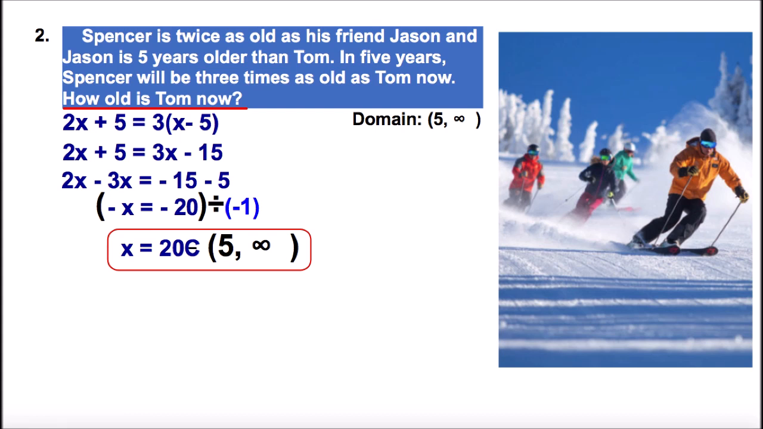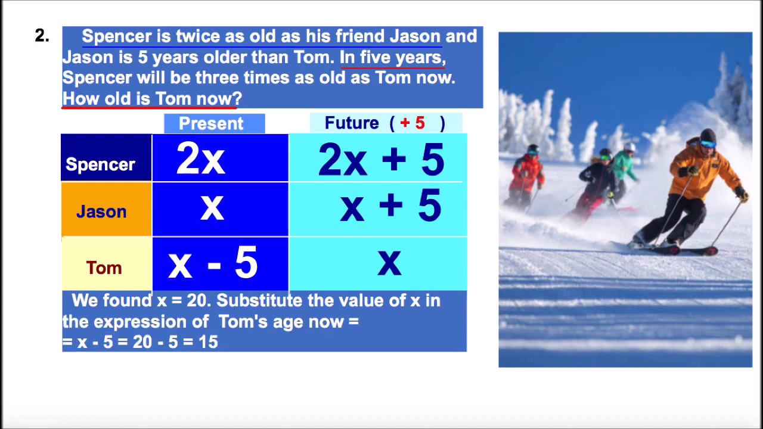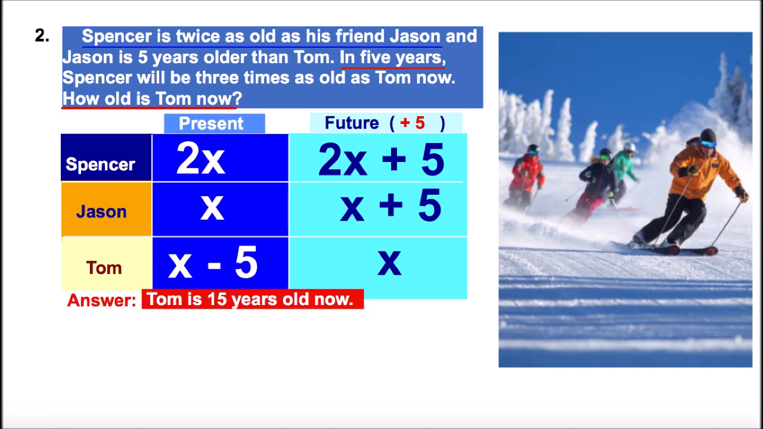How old is Tom now? We found x equals 20. Substitute the value of x in the expression of Tom's age now. x minus 5 equals 20 minus 5, which equals 15. Thus, the answer of the question is Tom is 15 years old now.